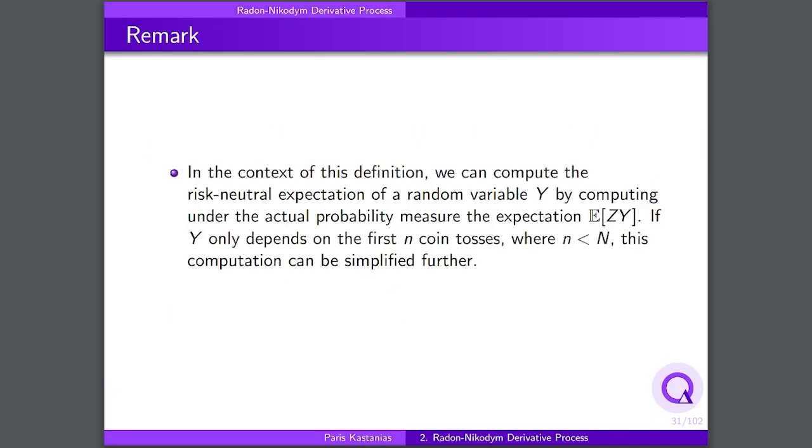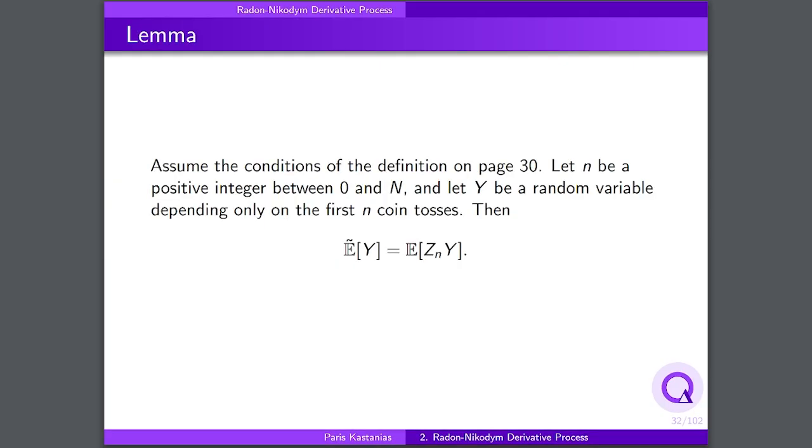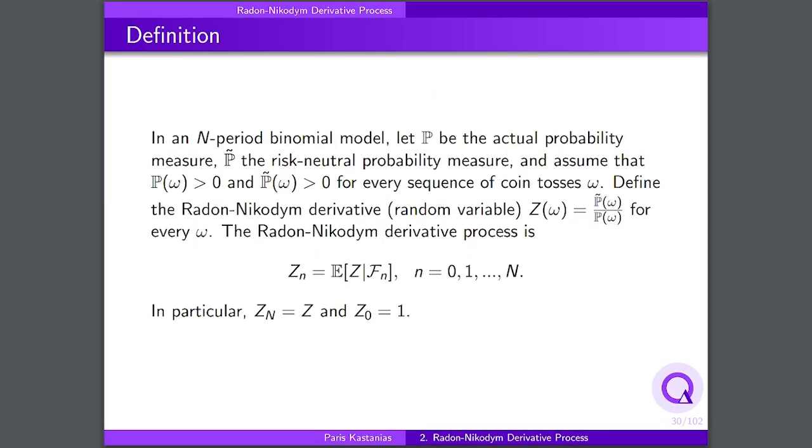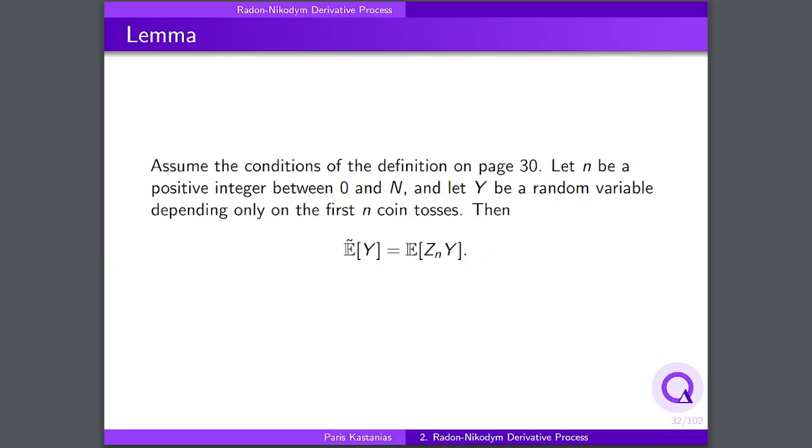In the context of this definition, we can compute the risk-neutral expectation of a random variable Y by computing, under the actual probability measure, the expectation of ZY. If Y only depends on the first n coin tosses, this can be simplified even further. Assume the conditions of the definition on page 30. That's that one there. Let n be an integer between 0 and capital N, and let Y be a random variable depending only on the first small n coin tosses. Then the risk-neutral expectation of Y is equal to the actual expectation of Zn times Y. Okay.